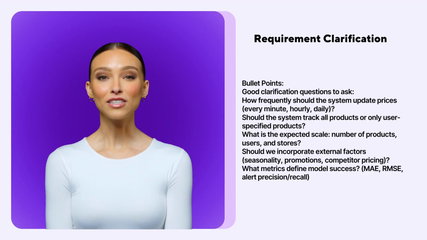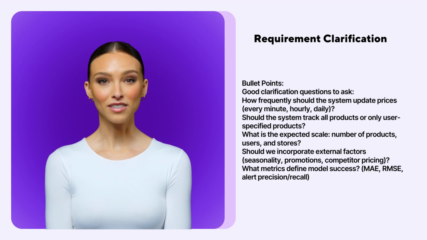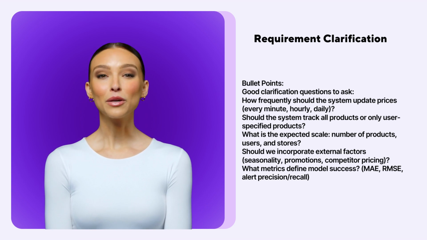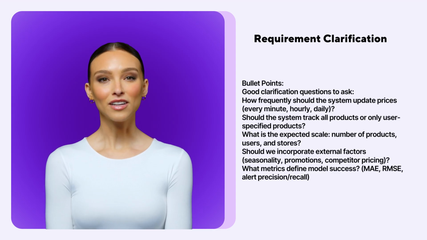How frequently should the system update prices? Every minute, hourly, daily? Should the system track all products or only user-specified products? What is the expected scale? Number of products, users, and stores? Should we incorporate external factors, seasonality, promotions, competitor pricing? What metrics define model success?